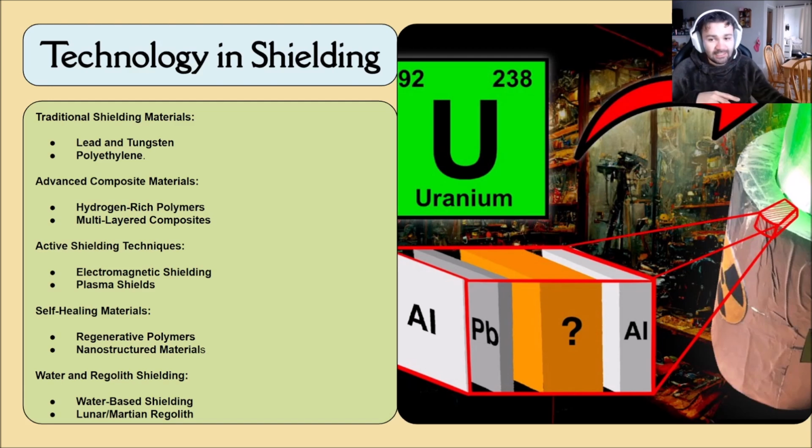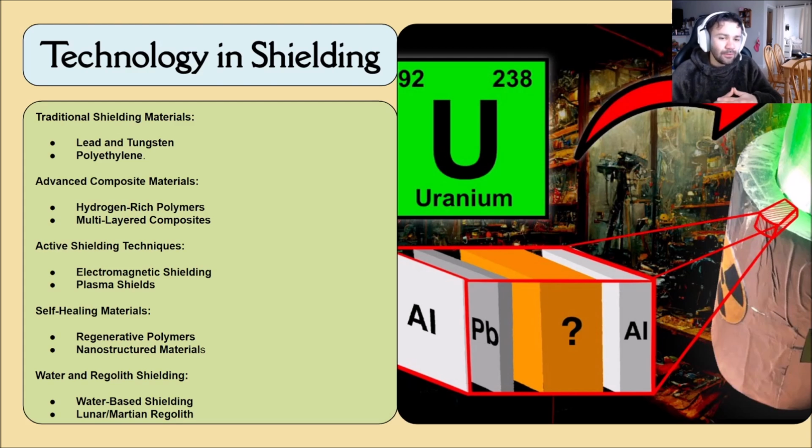So, technology in shielding. There are a few different types, so we'll get through it. There is protection from radiation from the environment, and protection from radiation from the power plant itself.